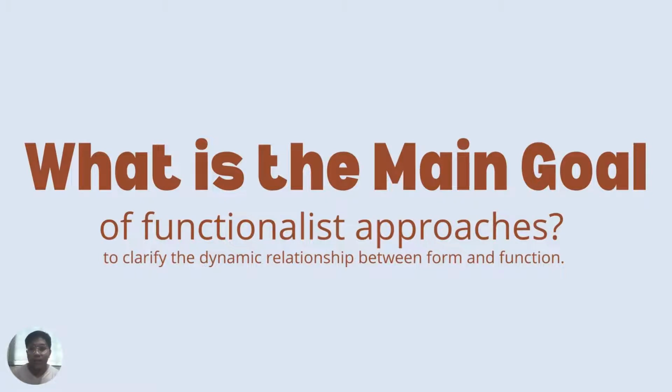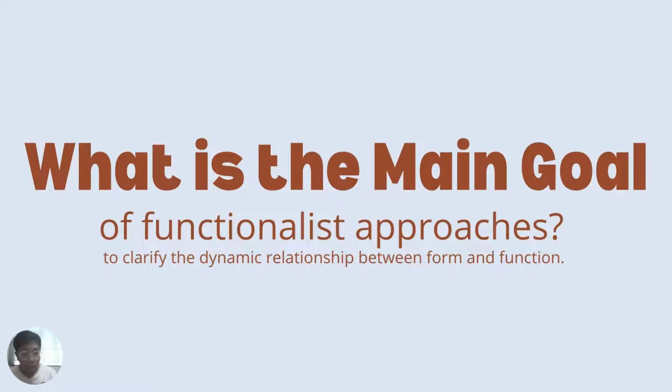So first and foremost, let's have clarity. Why are we going to study functional approaches or functionalist approaches? You should know the main goal first. What is the main goal of functionalist approaches? To clarify the dynamic relationship between form and function. You may be asking, what is form and function? It has been discussed before, but we will have a recap later by my co-presenters. This main goal or definition was provided by Thompson in 2003.